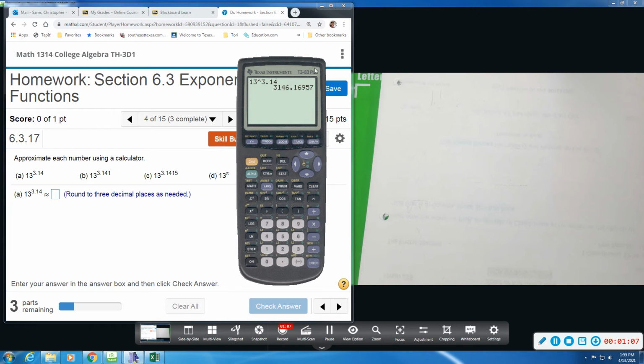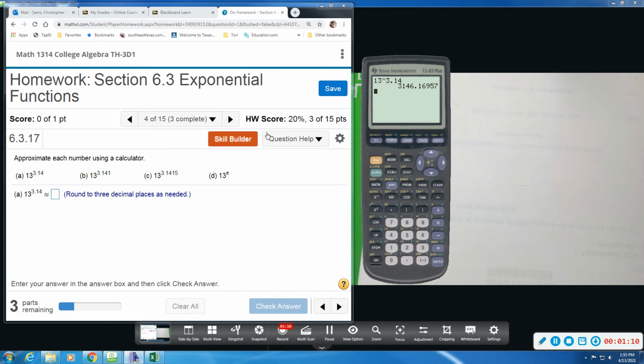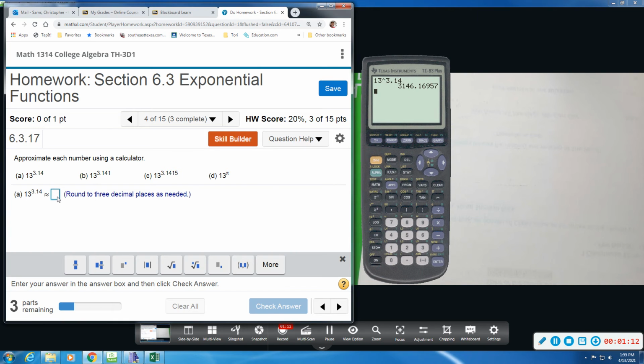We get, let me move this over here, 3146.169. But because the 4th place is 5 or more, this 9 will round up to 10, which will carry over and round up here. So we will just get 3146.17.